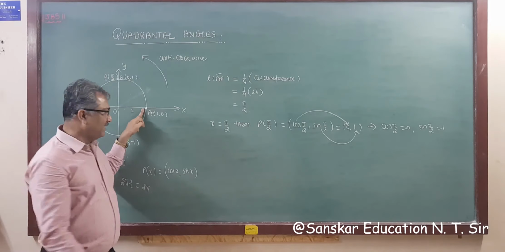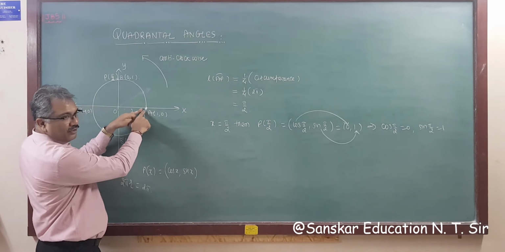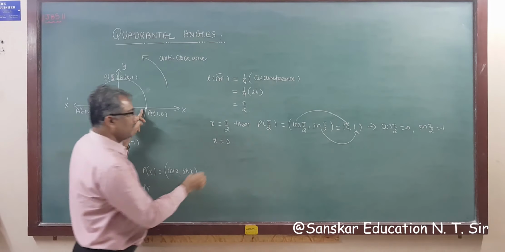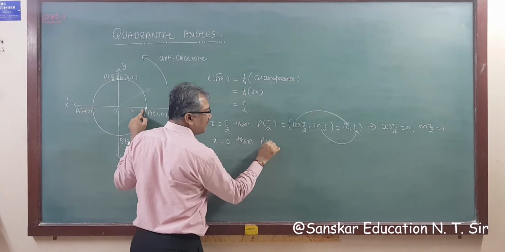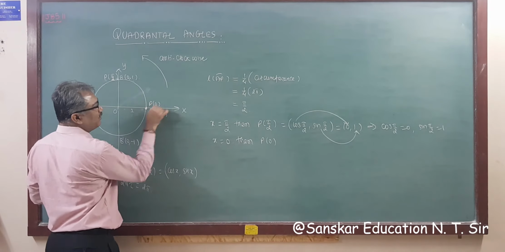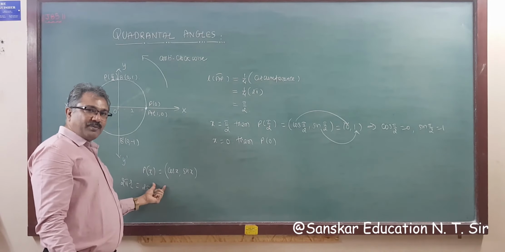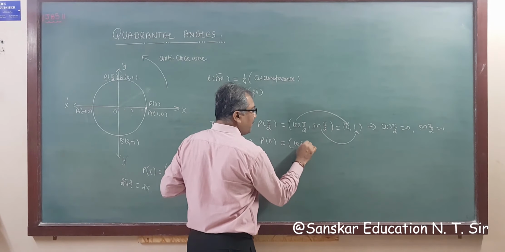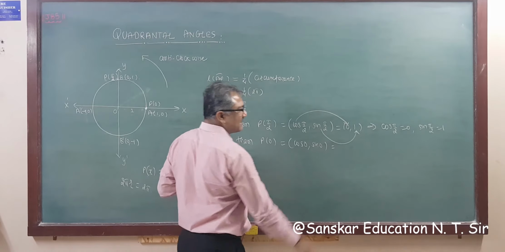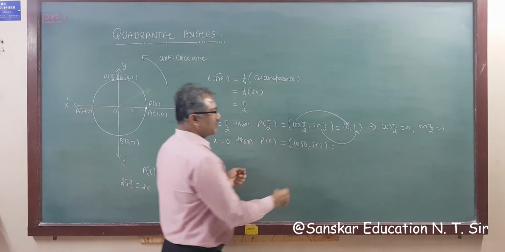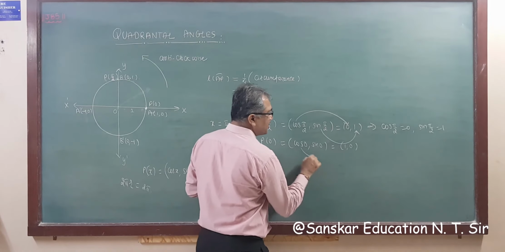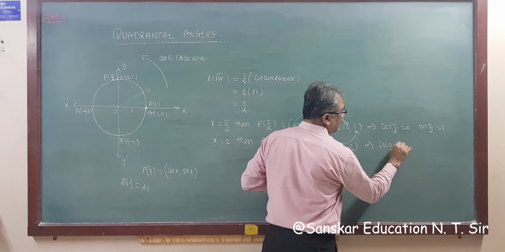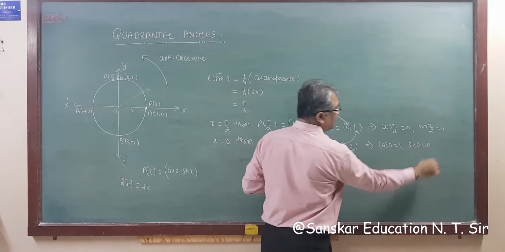Now again, P is here. Then the length of arc is 0 because this is the initial point. So x is 0. Got it now? Then the trigonometric point is P0, so by definition we get cos 0, sin 0. That is point 1, 0. So point 1, 0 means cos 0 is 1 and sin 0 is 0. So this implies cos 0 is equal to 1 and sin 0 is equal to 0.